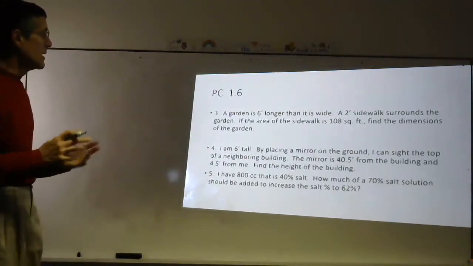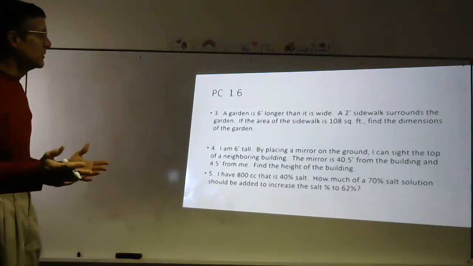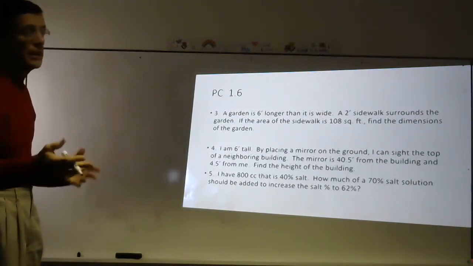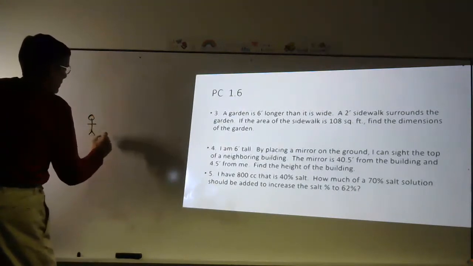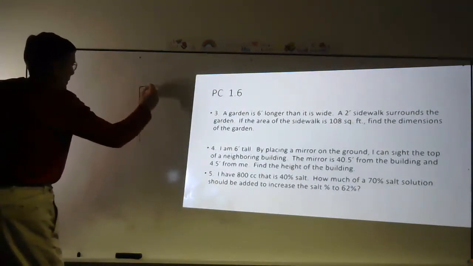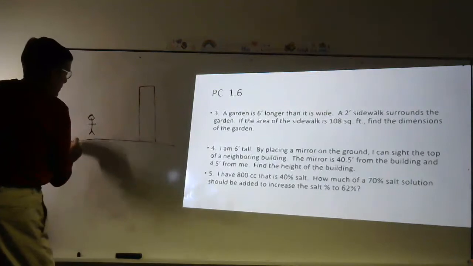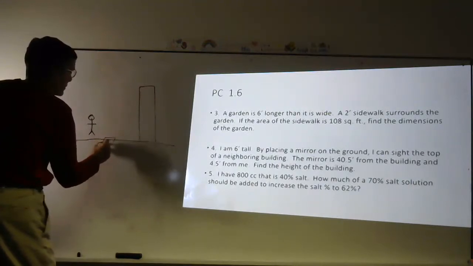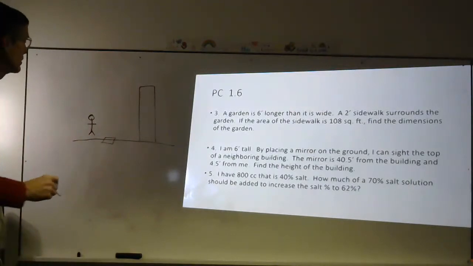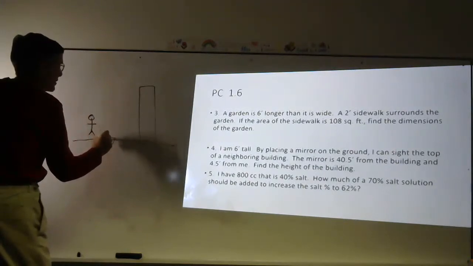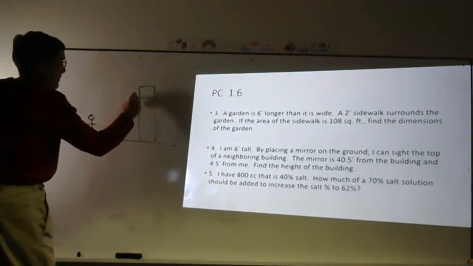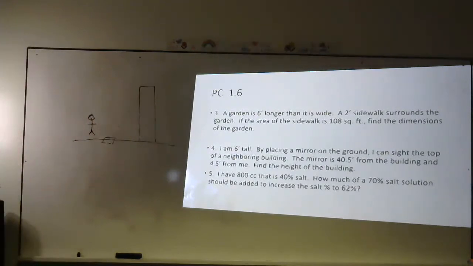Number 4, I am 6 feet tall. By placing a mirror on the ground, I can sight the top of a neighboring building. So what is going on here, here I am, here is the top of a tall building. I place a mirror on the ground, so my eyesight can see the top of the building in the mirror.